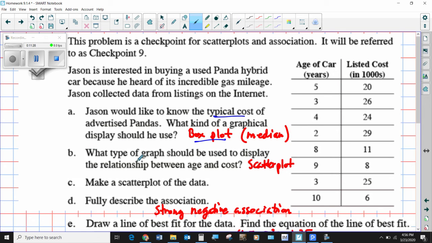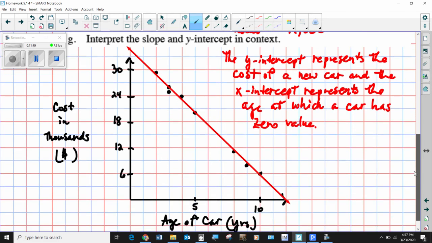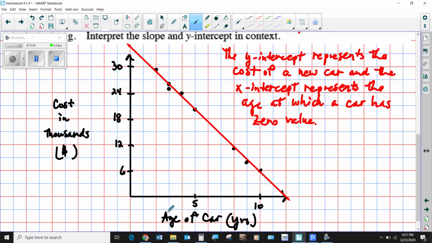What type of graph could be used to display the relationship between the age and the cost? That's where the scatter plot comes in. You're trying to see if there is a correlation or an association between the age of a car and their cost. So let's make a scatter plot for this data, and as you can see, this is a very strong negative correlation. As the car gets older, this Panda hybrid, the cost goes down. So our line of best fit is going to be very accurate because it's such a strong association.